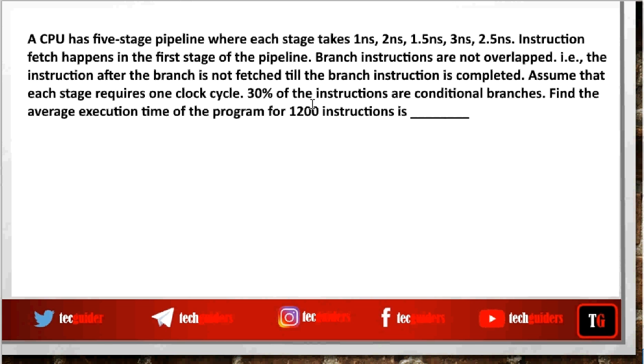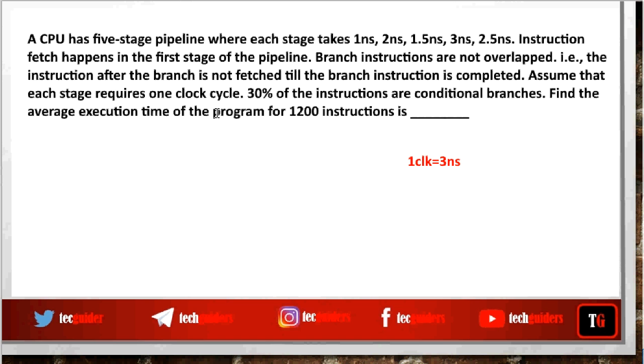We need to find out the execution time of the program. So first of all, we shall find out what is the clock time period. The clock time period is set to the longest stage delay plus buffer delay. Buffer delay is not given, hence we can consider it as negligible. The clock time period is equal to the longest stage delay, which is 3 nanoseconds.